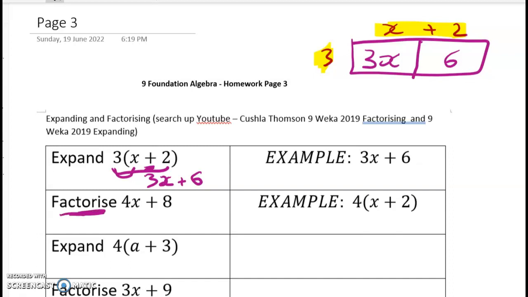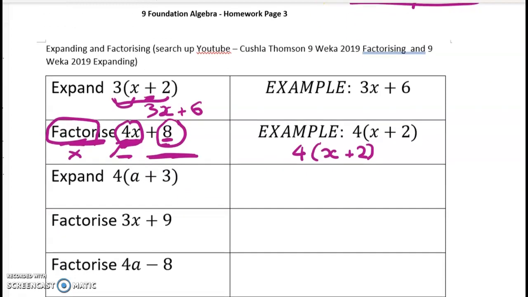Factorising is where we're going backwards. We're saying, how can I take out a common factor from each term so that I get something times something else? That's why it's got the word factor in it, because that goes with multiplication. So the highest common factor of 4 and 8 is 4. This is the easiest pattern, where the coefficient is the highest common factor, but it won't always be like that. So we've got 4, and then we say, 4 times what will get me 4x? Well, 4 times x, plus 4 times what will get me 8? 4 2's.